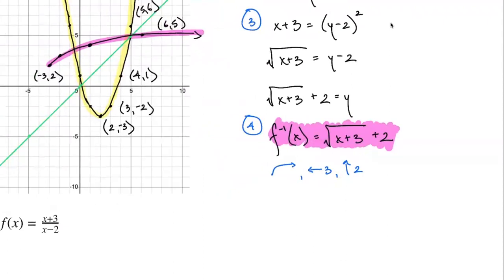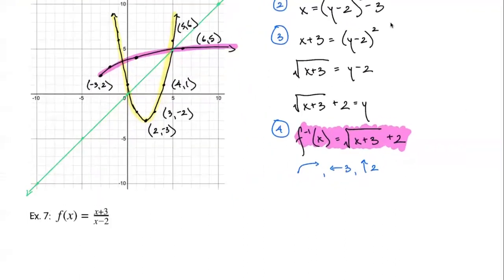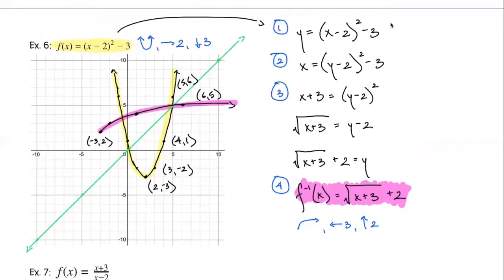That means that this square root function should start at -3, 2. And it does, right? It matches what we have here. So I think that's a pretty neat way to think about inverse functions, that it's not just 3 separate procedures, but really they're just 3 different ways of describing the same thing.